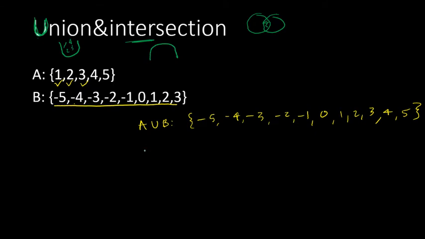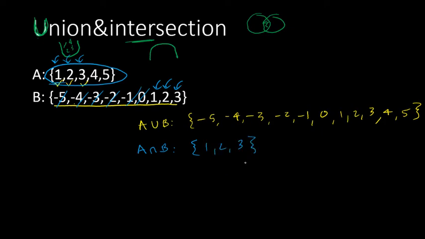What about the intersection? Where does A intersect with B? Well, I can see right away A has the numbers 1 through 5, right? So none of these negative numbers are going to work. 0 doesn't work. I do have 1, 2, and 3 in B, and I have 1, 2, 3 in A. So the intersection of these two is simply 1, 2, 3.